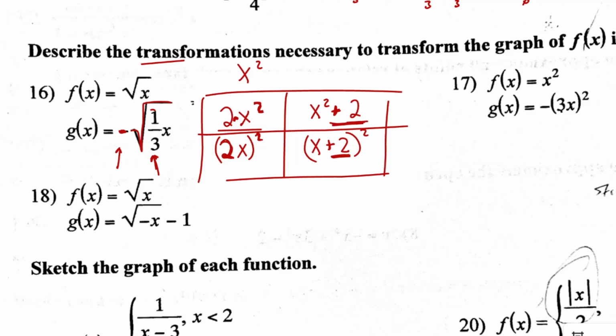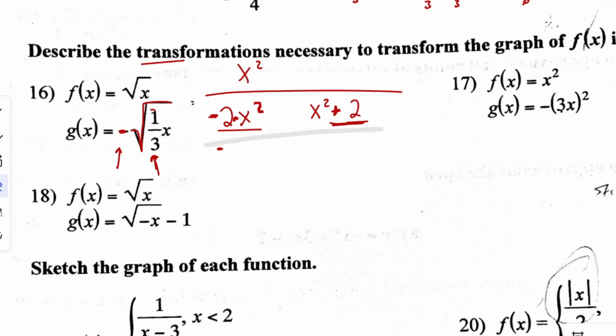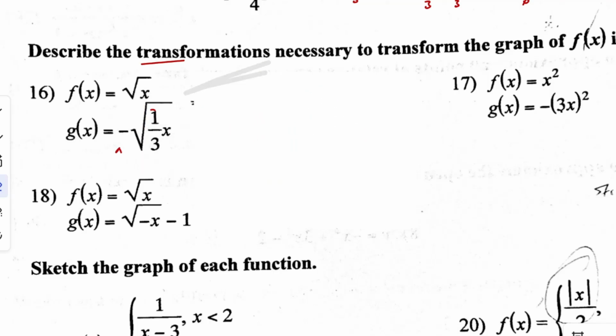The thing that's left out of this is the flips. This was a -2, this would be a vertical flip. But they like to say a reflection across the x-axis. If this one was a negative, it'd be a horizontal flip or a reflection across the y-axis. All right. So, quick review of transformations.